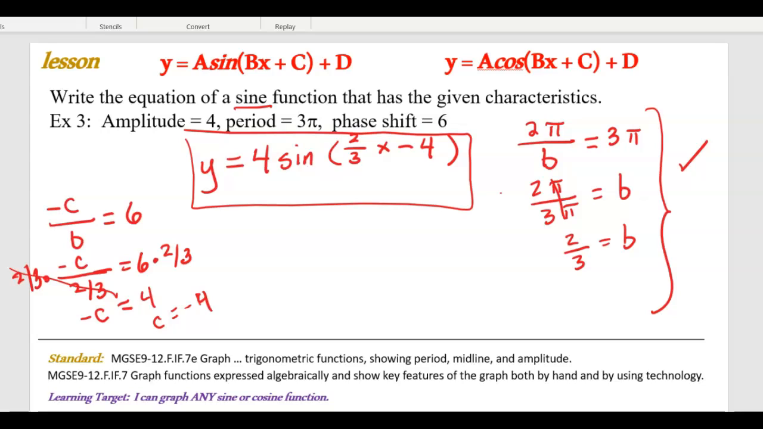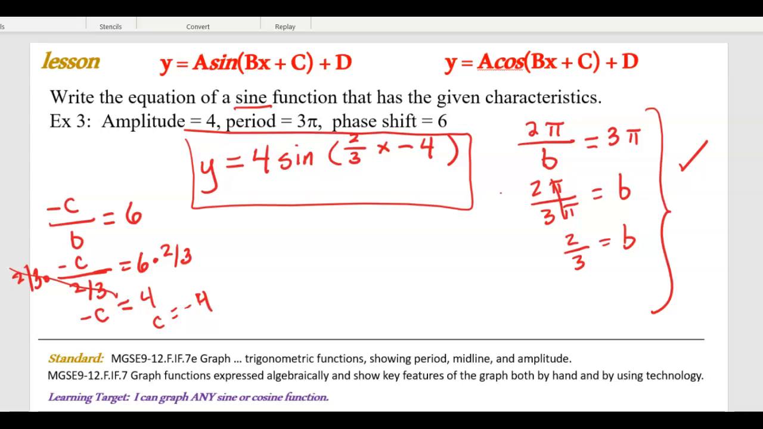Okay, amplitude is 4. Now if the amplitude is 4, then this value is the absolute value. So you could put 4 or negative 4 here. You found b, and then if you know B and the phase shift, you can find C. Okay? And there'll be a few problems like that to practice.